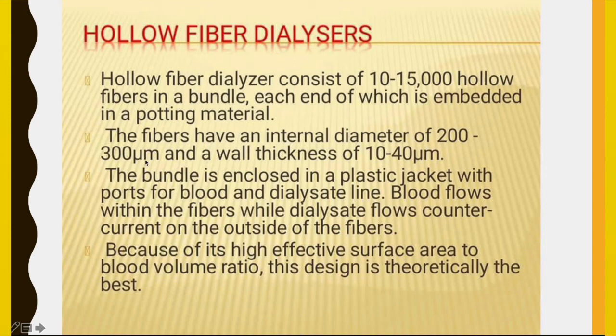In today's advanced world, the membrane which we mainly use for making the fibers is polysulfone. However, polyurethane, PAN, and other types of fibers are also made. The fiber's internal diameter is around 200 to 300 micrometers, while the thickness is around 10 to 40 micrometers. The bundle is enclosed in a plastic jacket with ports for blood and dialysate lines.